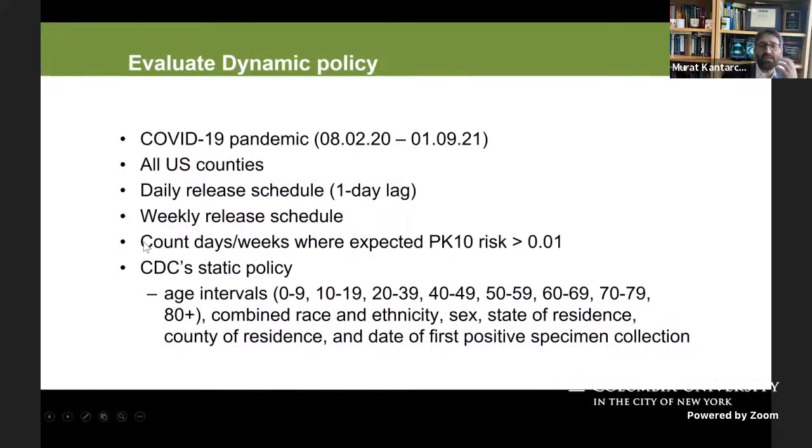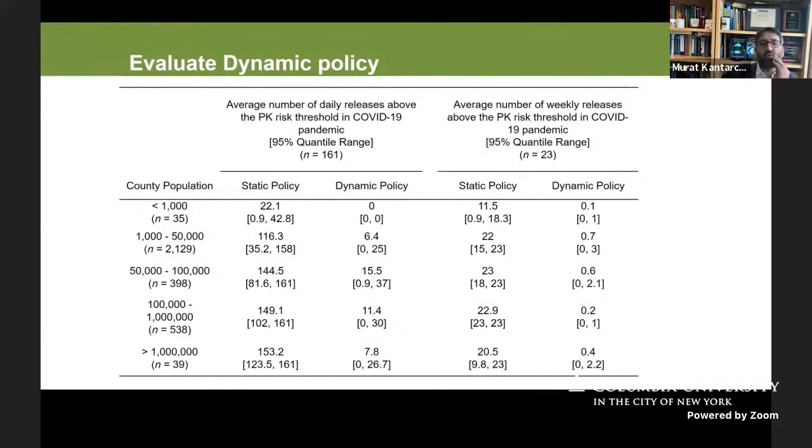Here, we looked at whether our dynamic policy, which adapted based on the risk, could perform better, especially as we do daily and weekly releases, basically. So I won't go into all the details, but what happens is that static policies in most cases, whether it's a small county or a big county, turn out to have more releases where the privacy risk threshold is exceeded.